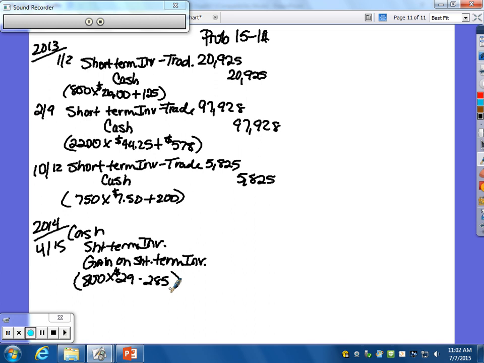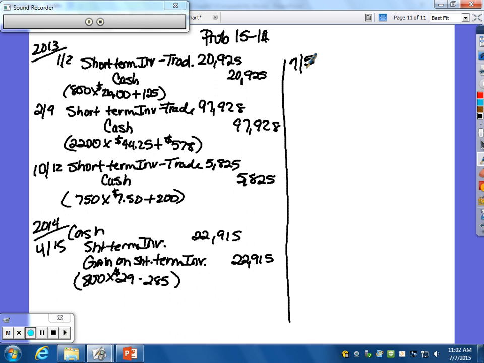What's the amount? Somebody read the second transaction. So 750 shares of B7 at $2.25 per share, less $102.50 commission. Same journal entry. Ms. Williams? Yes, ma'am. So on the first 415, you debit cash for $22,915, and then you got short-term investment.